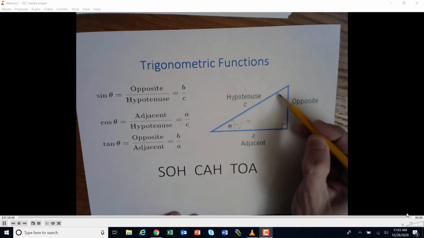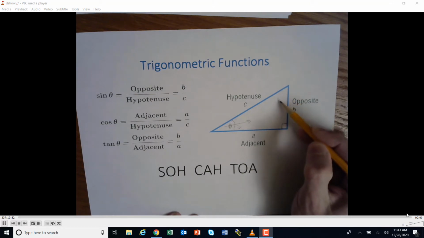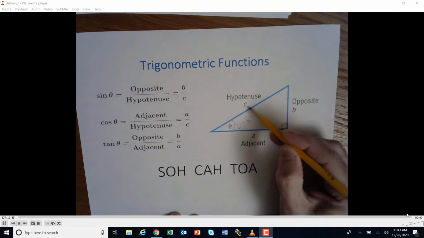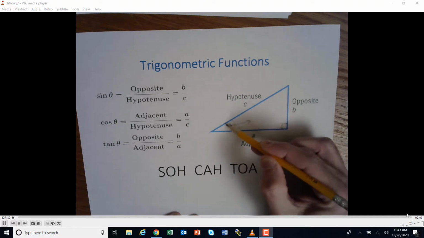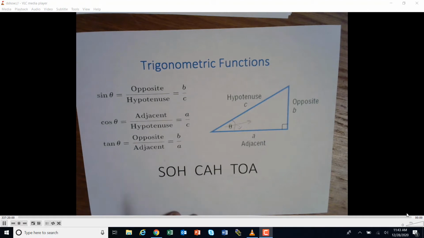If for some reason we were looking at this angle up here, well then the opposite side would be A, and the adjacent would be B. And then the other side that's of importance is the hypotenuse, which is the longer side. So, in order to solve for these trig functions, we use SOHCAHTOA, all right? So this is for the sine, the cosine, and the tangent. Sine, cosine, tangent. Just got to remember this, SOHCAHTOA.